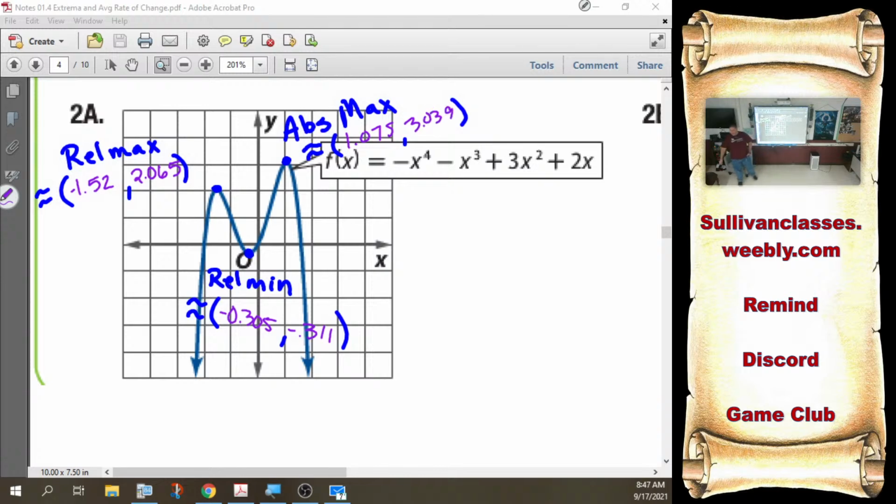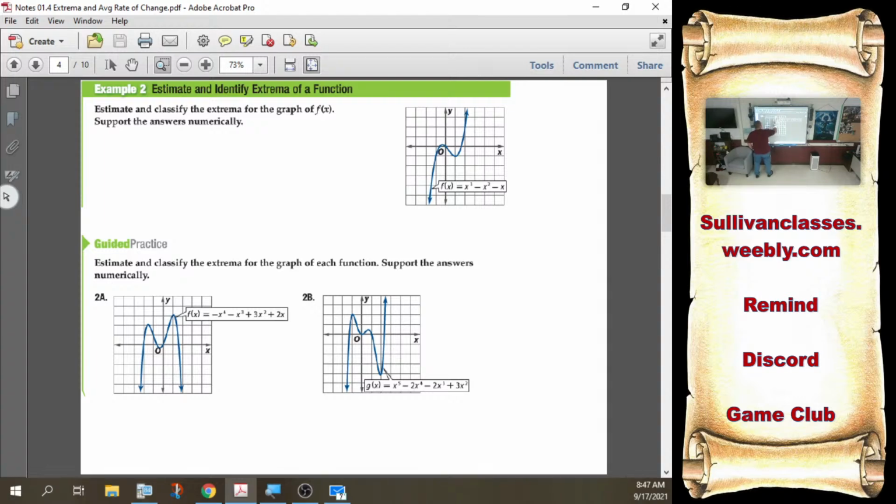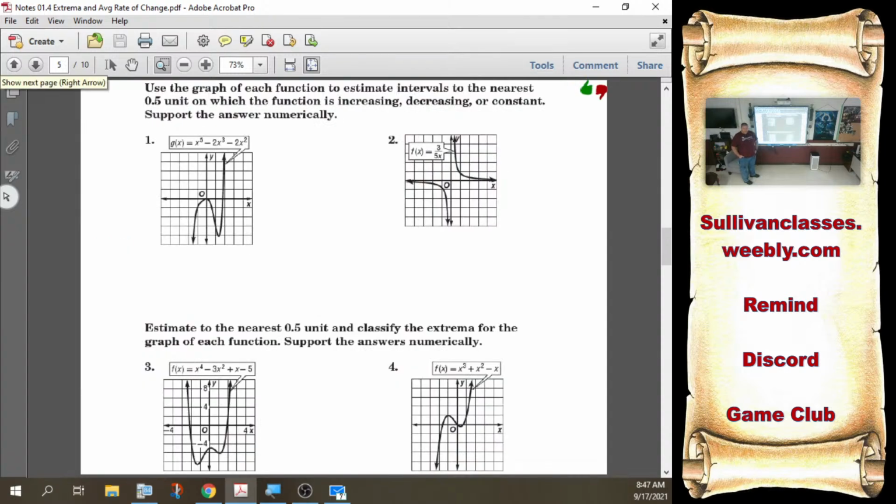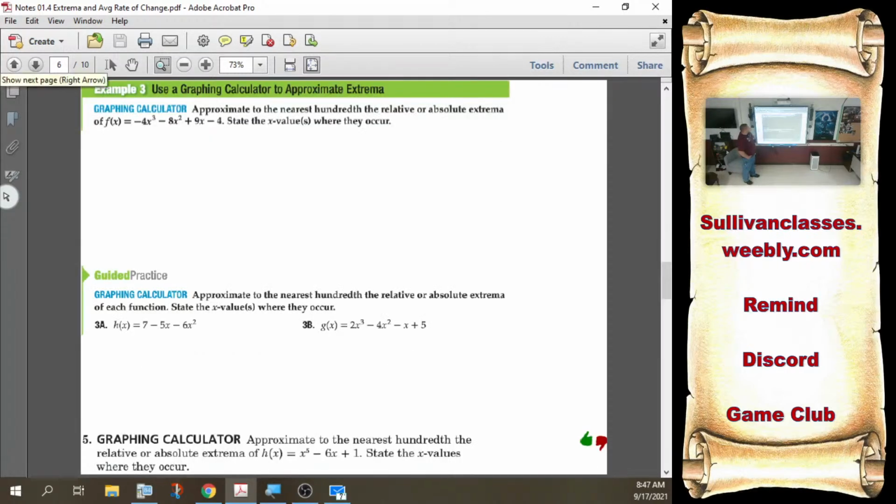Does anyone dispute these numbers? Y'all remember how to press buttons? Cool. Then, this said estimate. I said no, just find them. This says, can you estimate? Yeah, just find them. So what does this say? Use the calculator to approximate the extrema. What did we just do?